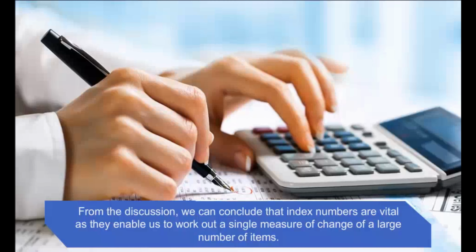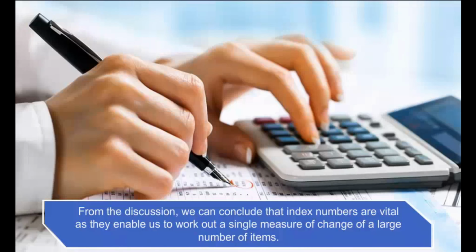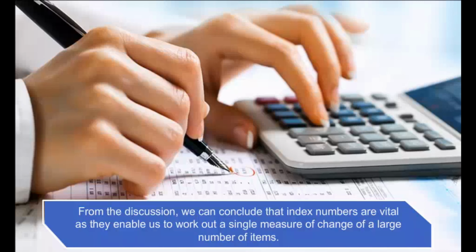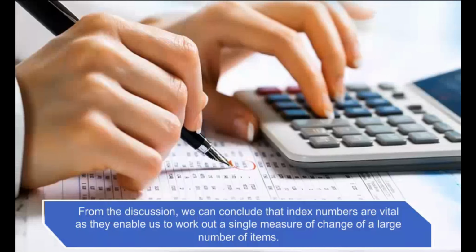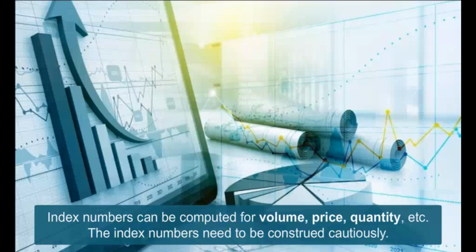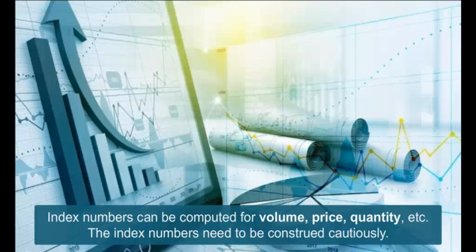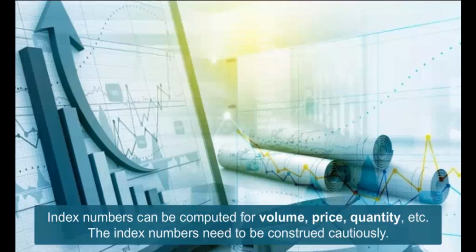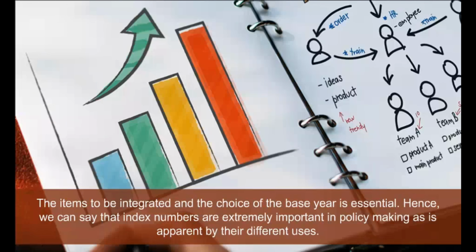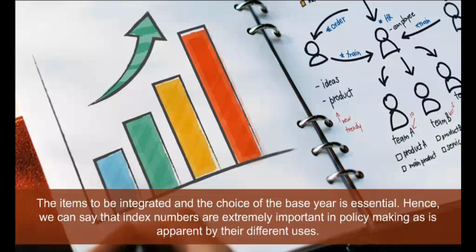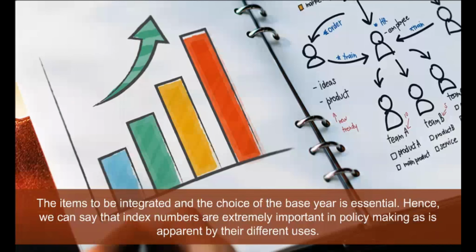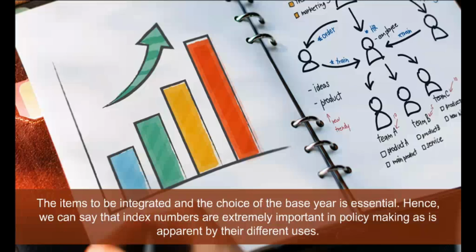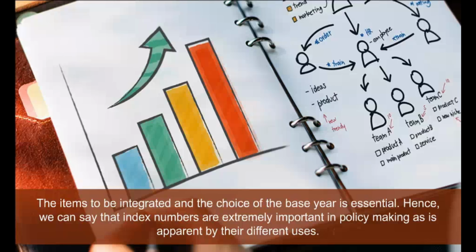Conclusion. From the discussion, we can conclude that index numbers are vital as they enable us to work out a single measure of change of a large number of items. Index numbers can be computed for volume, price, quantity, etc. The index numbers need to be constructed cautiously. The items to be integrated and the choice of the base year is essential. Hence, we can say that index numbers are extremely important in policy making, as is apparent by their different uses.